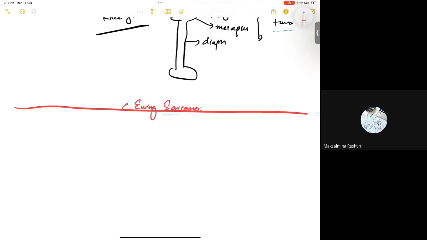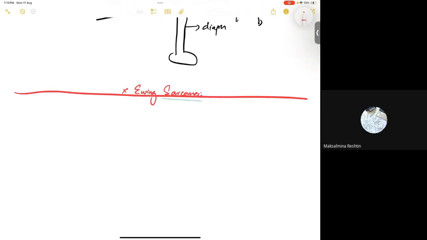So who is going to be telling me about Ewing sarcoma? As you guys have already worked with Dr. Hasnain. So is it a malignant tumor or benign tumor? What do you guys think? Malignant. It's a sarcoma, right? It's going to be a malignant tumor of your bone.